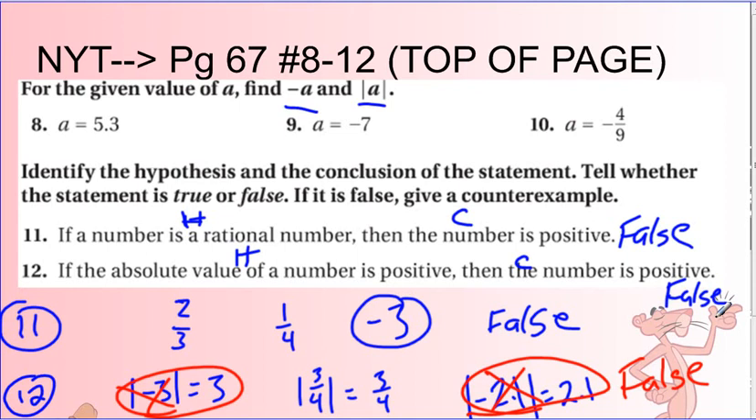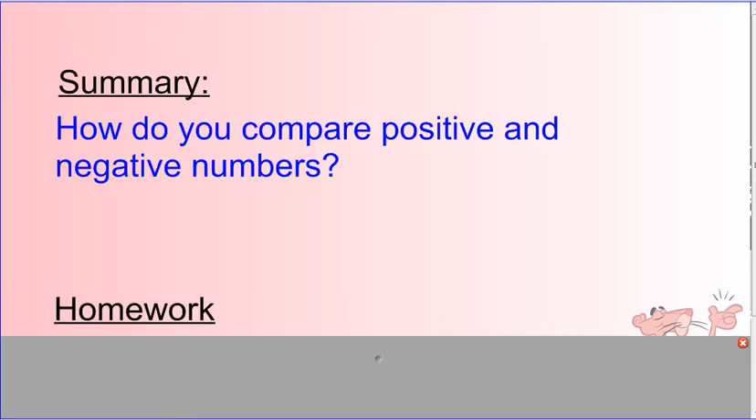Okay? So, the last thing we have for today is the summary. So, answer this question in a sentence. How do you compare positive and negative numbers? How do you know which one's bigger? How do you know which one's smaller? Take a minute or two, write a sentence or two. When you're ready to continue, hit play, and we'll go through it together.